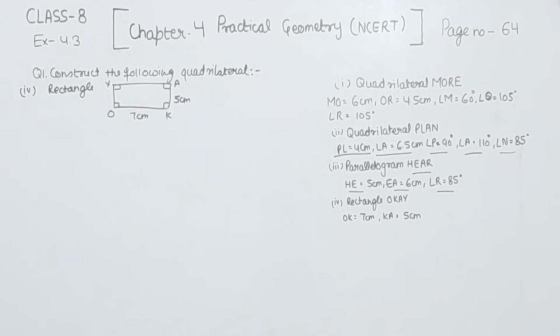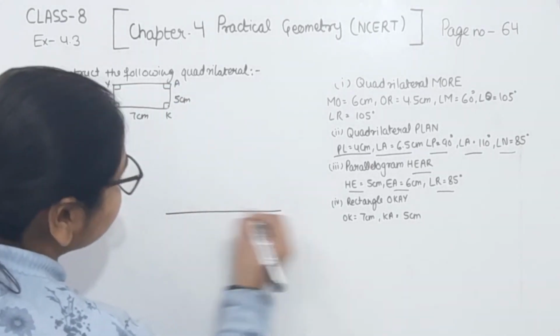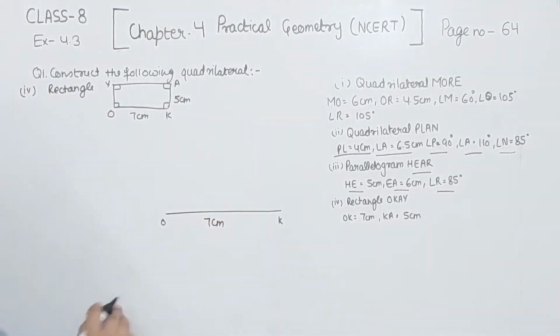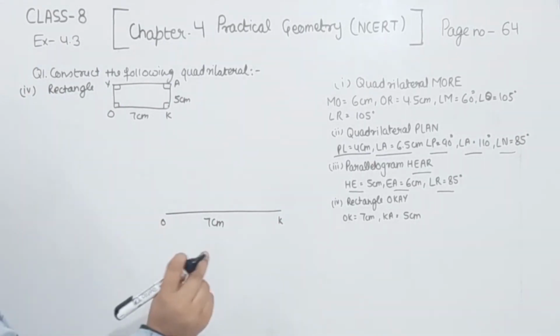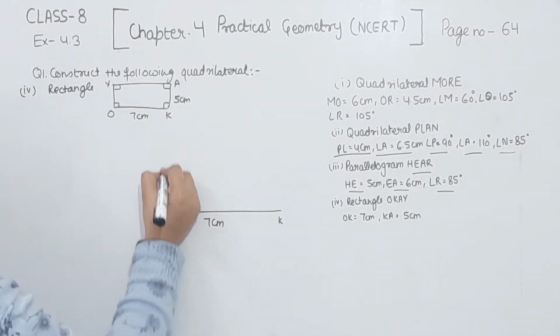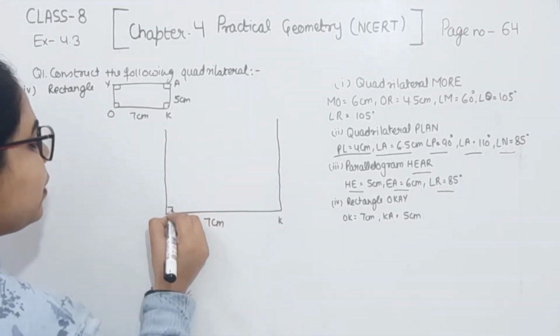So first of all we are going to draw the line segment OK as equal to the 7 centimeter. Now we are going to draw the angle of 90 degree at the point O and K. We can draw this one with the help of compass and D both. Suppose these are the two angles we are having.